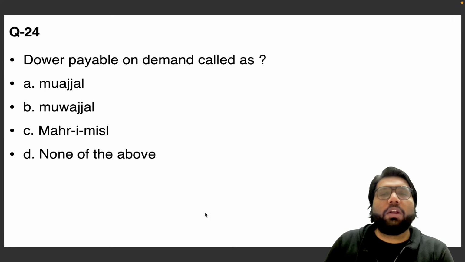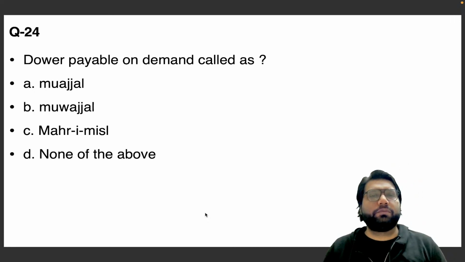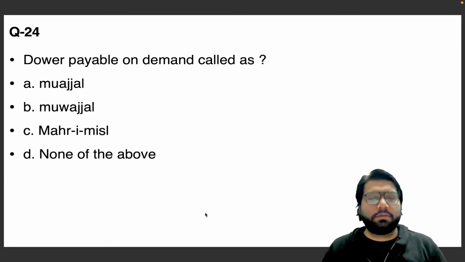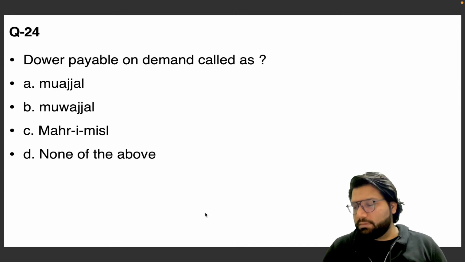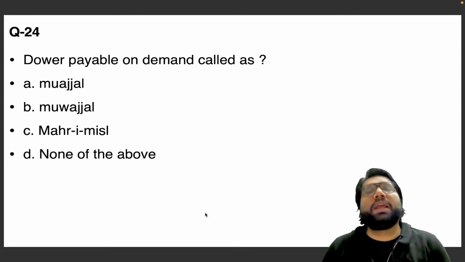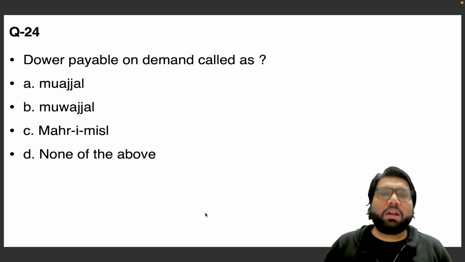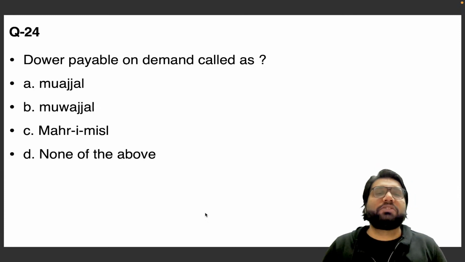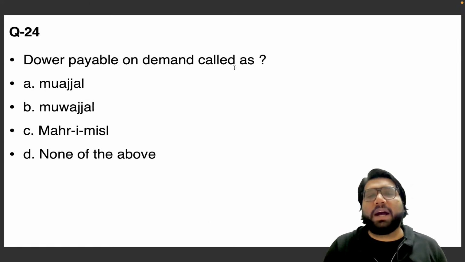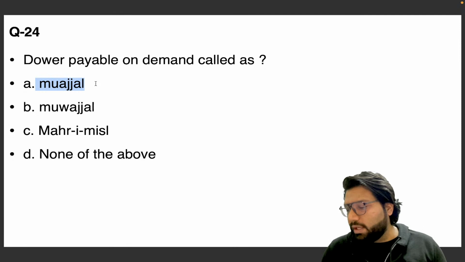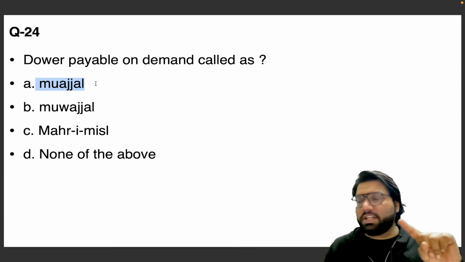Dower payable on demand called as? Students, you need to remember these terminologies as well. The examiner may ask about the prompt dower, deferred dower, or unspecified dower as well, and these terms as well, that what is muwajjal, and that what is meher-e-misl. So when it comes to dower payable on demand, this is your prompt dower, which is also known as muajjal. So A is the correct answer. Okay, so Ayush and Kanika and Vandana, correct answer. Natasha, please do correct your answer.